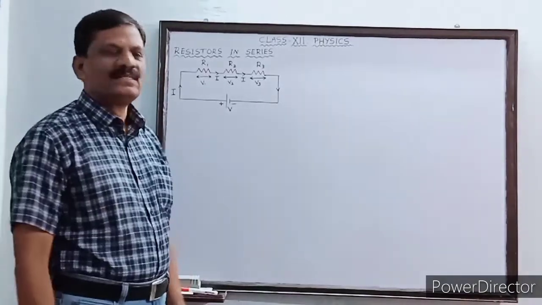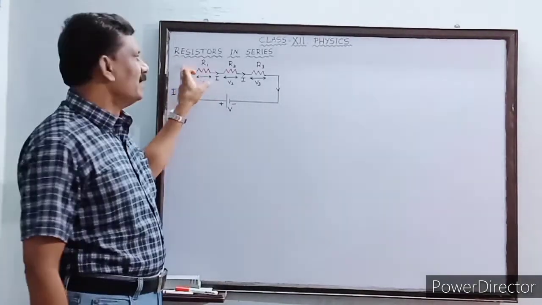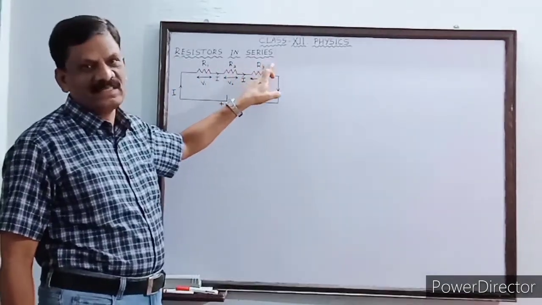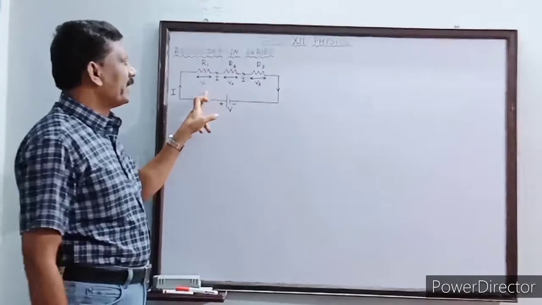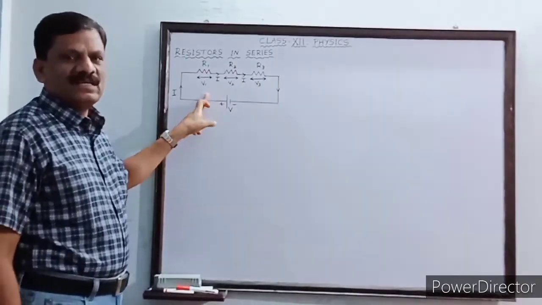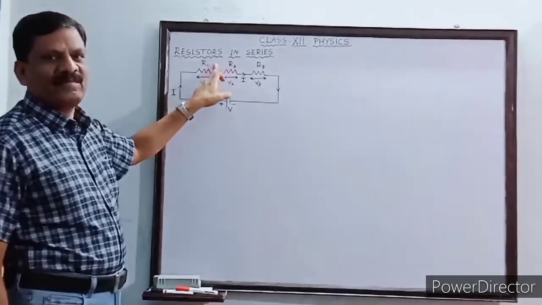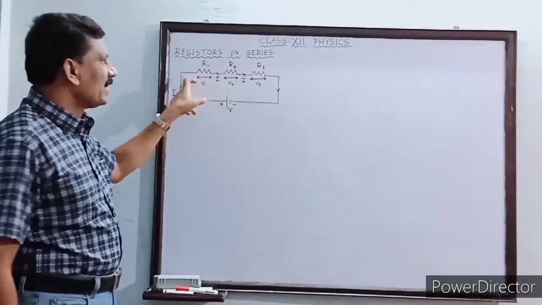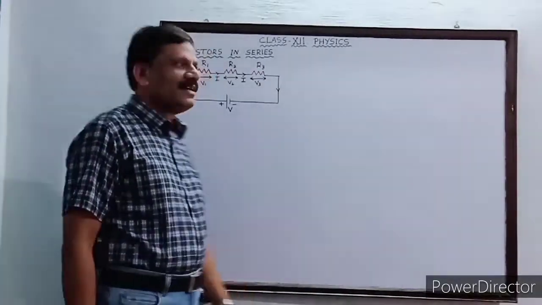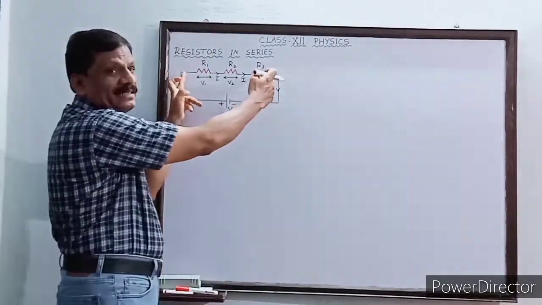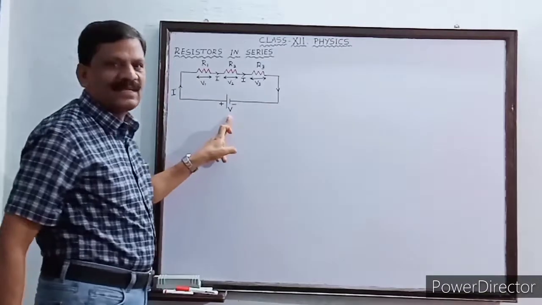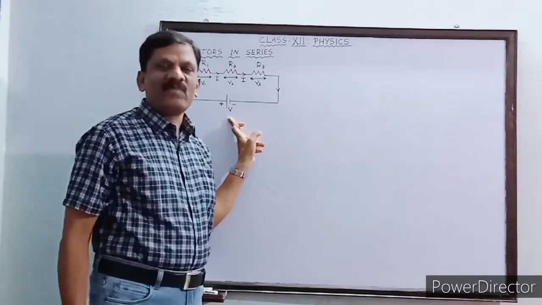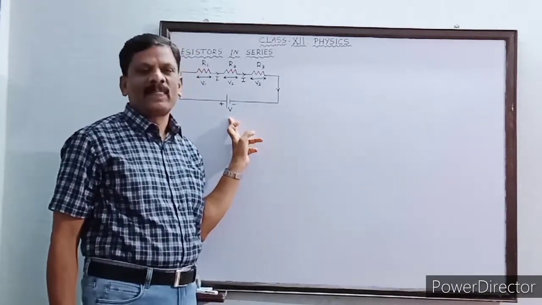Hi, good evening students. Today we are going to discuss resistors connected in series. So you can look at the diagram first. There are three resistors, namely R1, R2 and R3, which are connected in series. And the entire combination is connected across a battery of potential difference V volt.